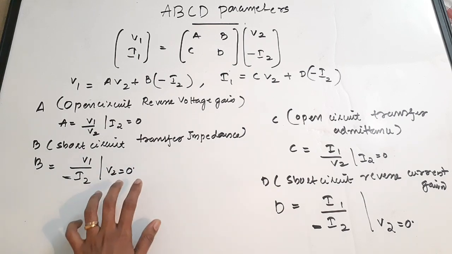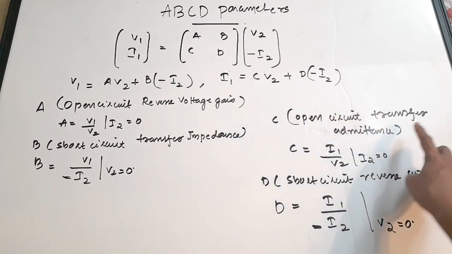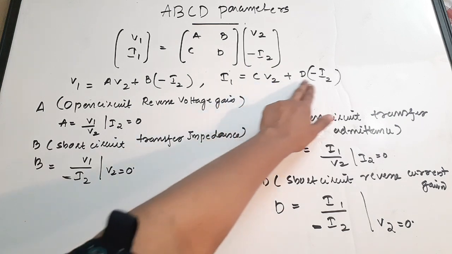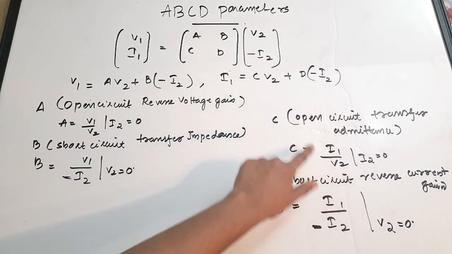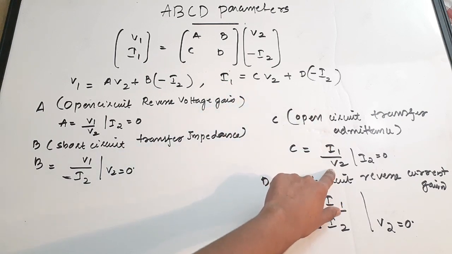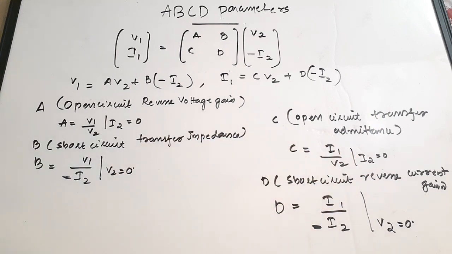Next one, C is open circuit transfer admittance. In order to find C, we have to make I2 equal to 0, right? So we are creating an open circuit. And also this is a ratio of I1 by V2. So it is the admittance, it is a transfer admittance. Since it is I1 by V2, it is transfer admittance, and it is an open circuit transfer admittance.